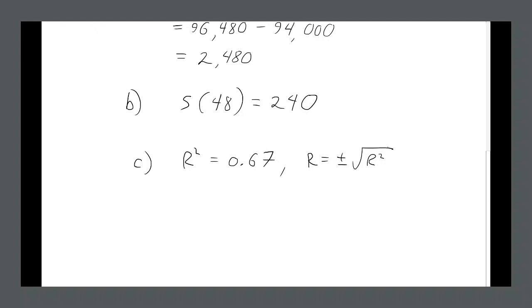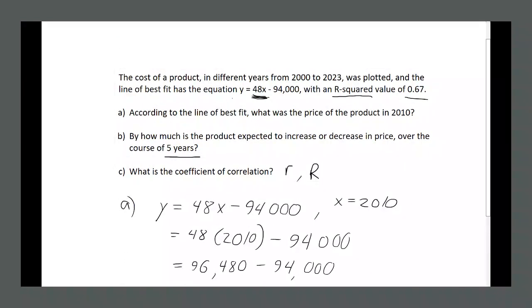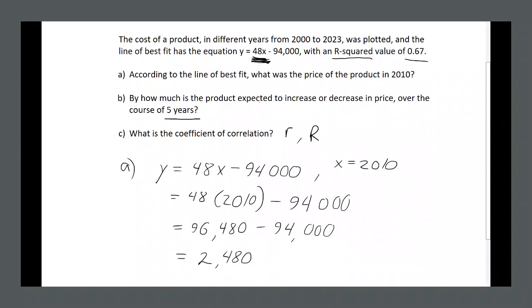In our case, should it be positive or negative? That depends on the slope. If the slope is positive, then it is a positive correlation and r should be positive. If the slope is negative, then it's a negative correlation and r should be negative. In our case, the slope is 48. It's a positive 48, not a negative 48, which means r should be positive. So we're looking for the positive square root of 0.67.